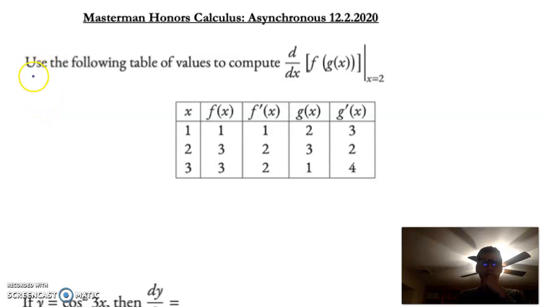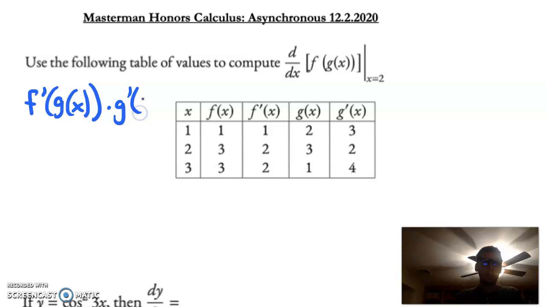So the first question was to use the following table of values to compute the derivative of f of g of x at the value x equals 2. Right away, this is actually the way we define the chain rule. So these problems are also asking about the chain rule. What we're going to need to do is take the derivative with respect to the interior and multiply that by the derivative of the interior and evaluate that at x equals 2.